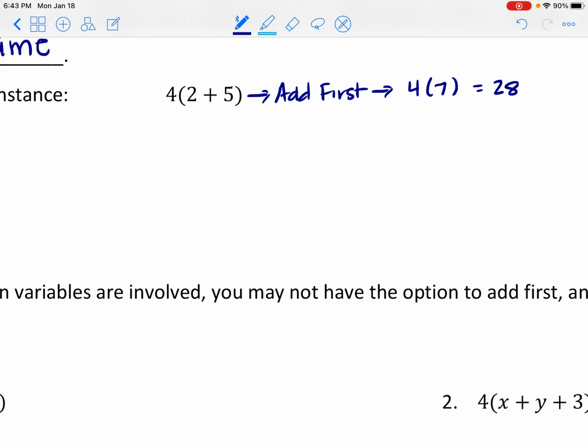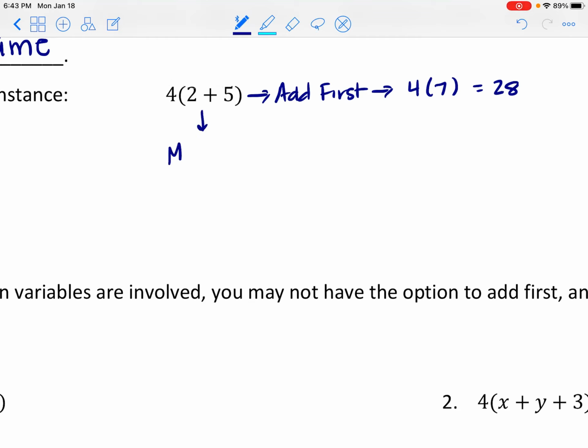Well, let's say I decided to multiply first. If I multiply first, this is where we use that actual word distribute. If I multiply first, 4 would have to multiply by 2, and it would have to multiply by 5. It would have to multiply to each of the things inside of the parentheses.